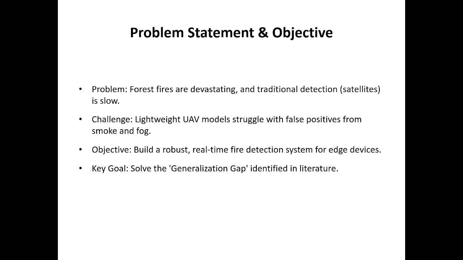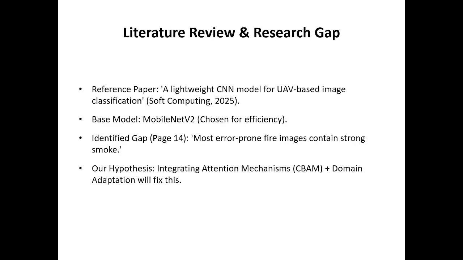Traditional detection methods like satellites are often too slow, and human patrols are dangerous. So Unmanned aerial vehicles or UAVs offer a rapid solution, but they require artificial intelligence. We all know that. And that should be fast and accurate. So, the core problem we face is the reliability. The lightweight models deployable on drones often struggle to distinguish between actual fire and smoke or fog, leading to high false alarm rates. My objective for this project was to build a system that solves this specific limitation.